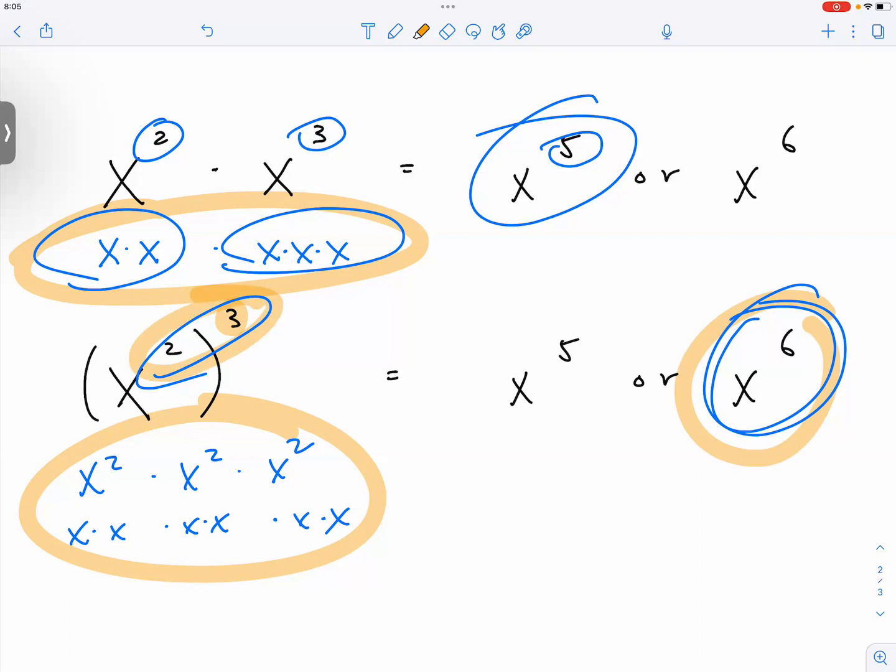Change the tone, change the narrative. Instead of forcing yourself to memorize something, pretend that you created something. And that would be a very powerful move to explain to yourself why on earth we're adding or subtracting, or why on earth we're multiplying or dividing exponents.